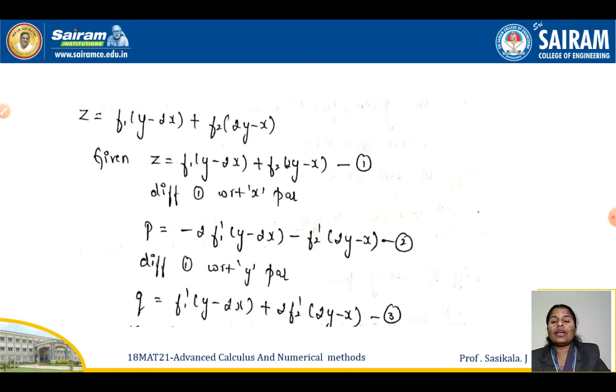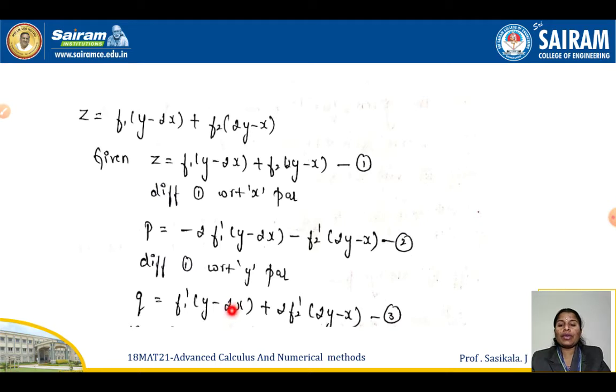So one more with two functions we can see: z is equal to f1 of y minus 2x plus f2 of 2y minus x. Make it equation number 1. So first step, find your p. So p is equal to f1 dash with respect to x, which means I'll get minus 2, and here I'll get minus 1 times f2 dash.